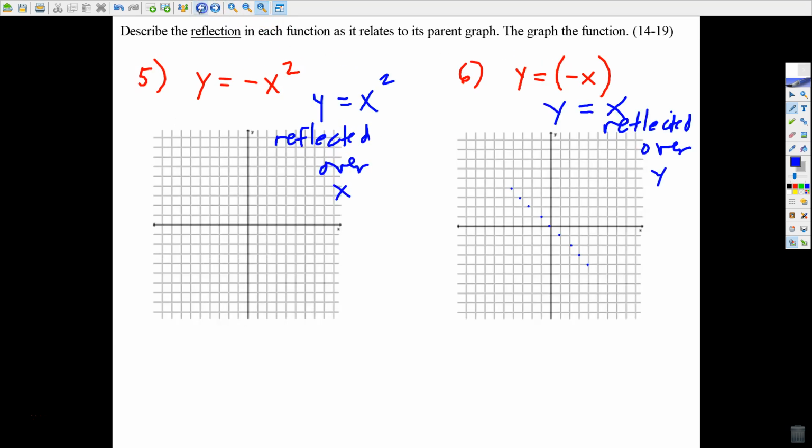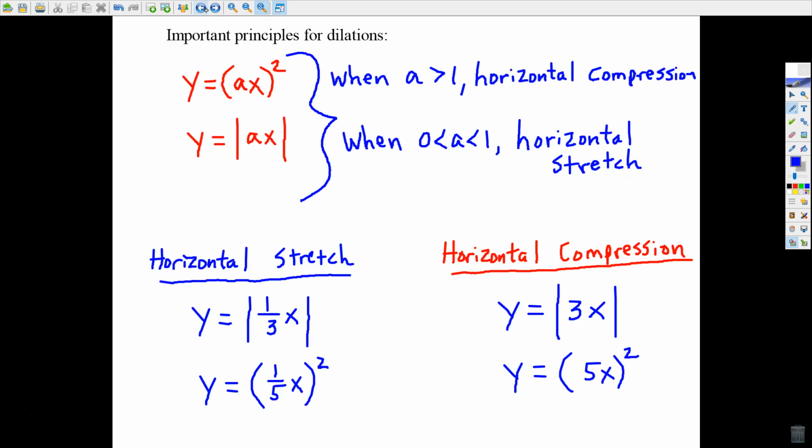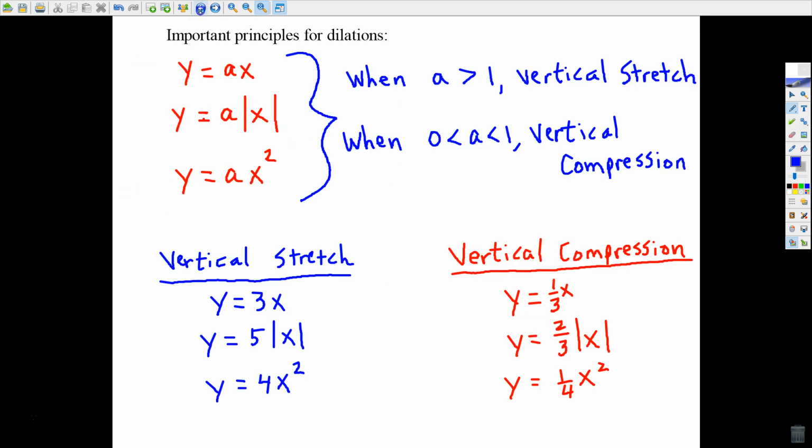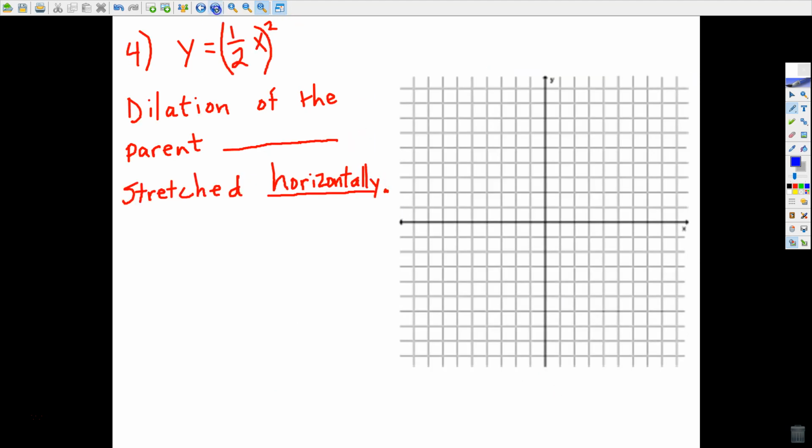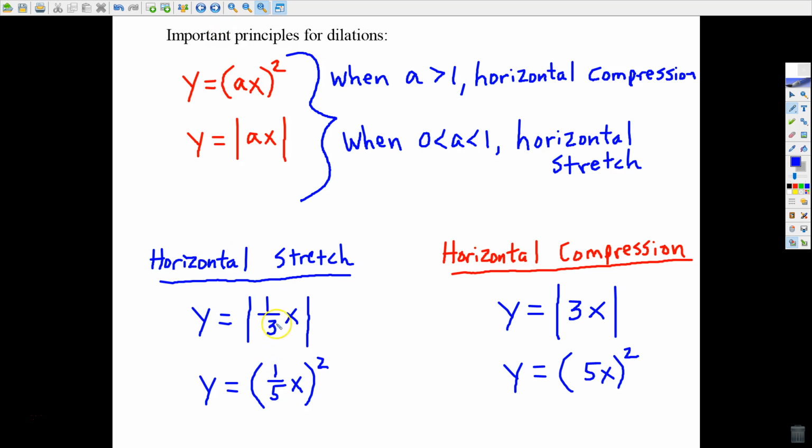I'm going to take you back. I just skimmed over it real fast for sake of time, but I provided all of this for you in your notes. See the difference between vertical stretch, numbers greater than 1, and vertical compression, the numbers between 0 and 1, outside. And then if you want to do horizontal stretch or compression, you move the number inside. See some examples of horizontal stretch versus horizontal compression.